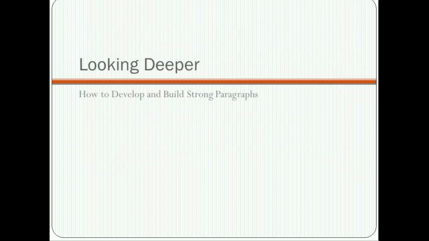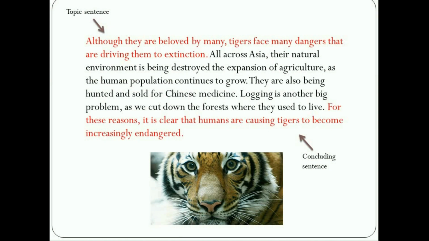Let's look more closely at how to build developed paragraphs. Here is an example of an essay that takes into consideration the topic of environment and/or animals. I have labeled the topic sentence and concluding sentence and highlighted them in red. Please take a moment to pause and read this paragraph.